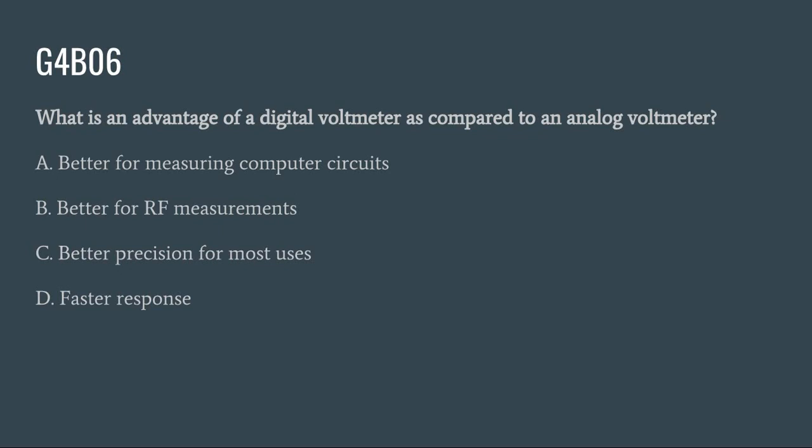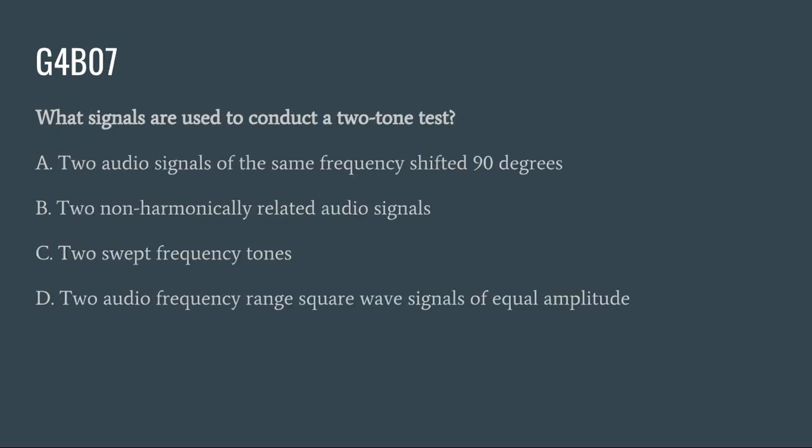G4B06, what is an advantage of a digital voltmeter as compared to an analog voltmeter? A, better for measuring computer circuits. B, better for RF measurements. C, better precision for most uses. Or D, faster response. The correct answer is C, better precision for most uses.